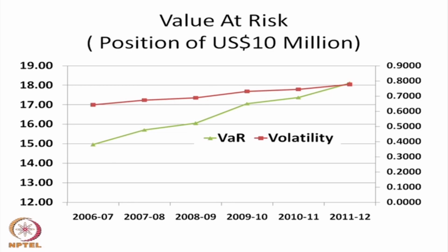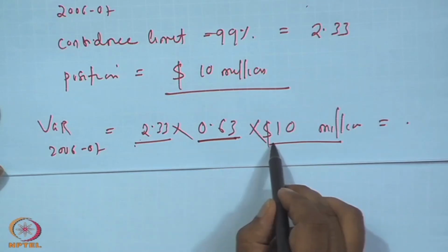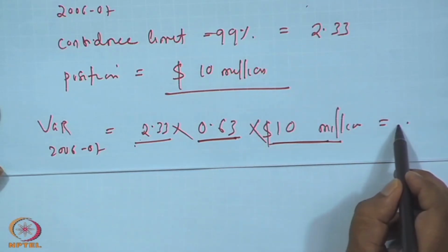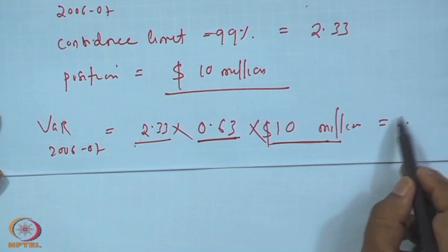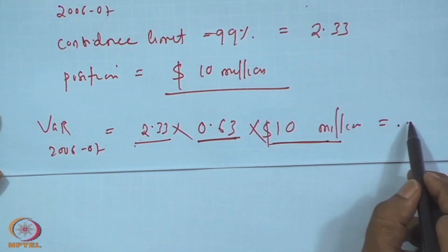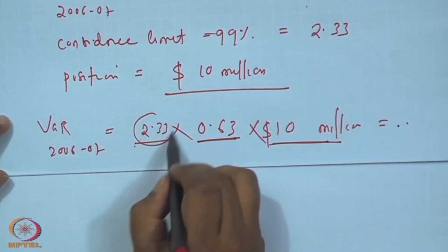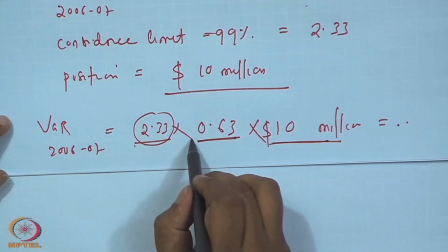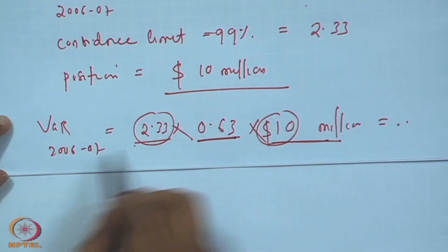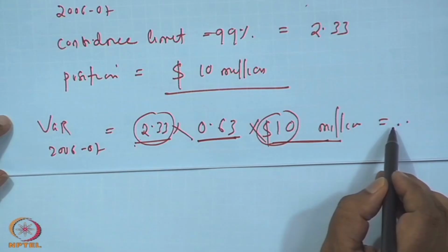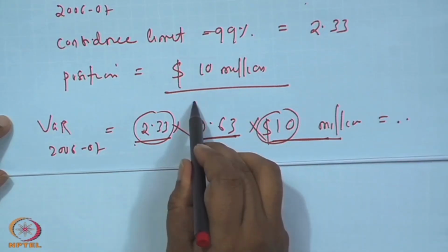I am 99% confident, so the normal table 99% confidence limit gives you 2.33. I multiply 2.33 with the volatility of 2006-7 for the 10 million, and I get the risk position for me. The position remains constant, so only the volatility changes.